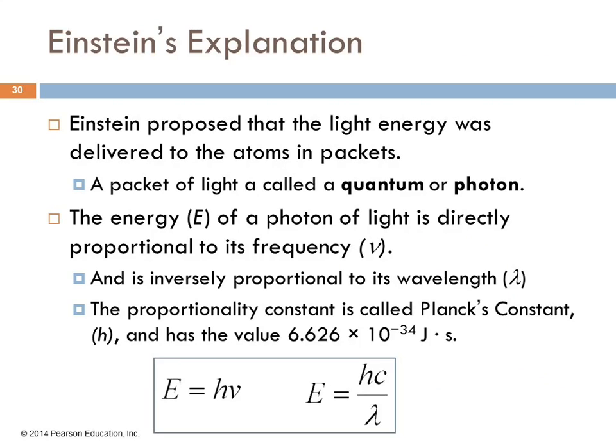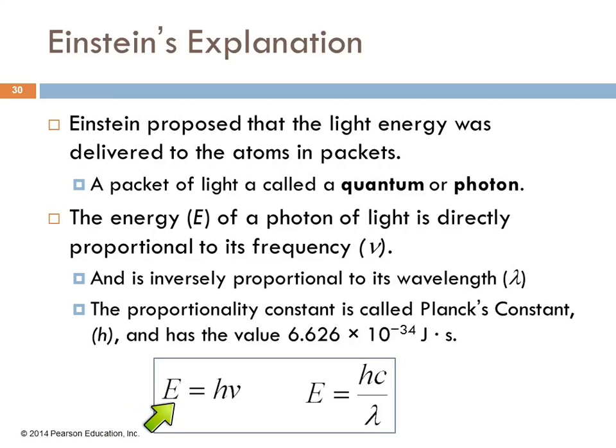Einstein was involved in this. He proposed that light energy was actually delivered to the atoms in that metal in packets, little packages. And those packets of light, a packet of light is called a quantum or a photon. The plural of quantum is quanta, photon is photons. And so the energy of a photon of light is directly proportional to its frequency. It's then going to be inversely proportional to its wavelength.